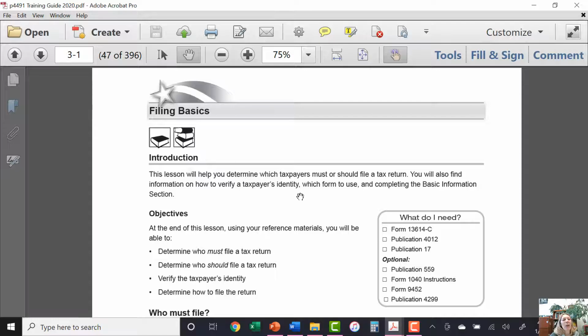Okay. All right. So I'm going to go over here to my training guide, if I can find it. And here's where we're going to start. This is page 47 of your training guide. Okay. And basically, we're looking at who should file versus who must file. Okay, you're going to see me scrolling through a lot of this stuff, so I do apologize about that, but really it's the only way I can get to where I want to be.